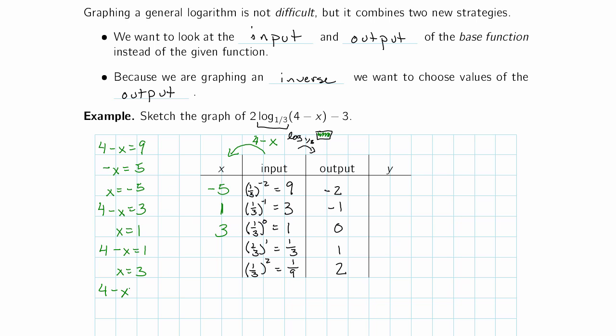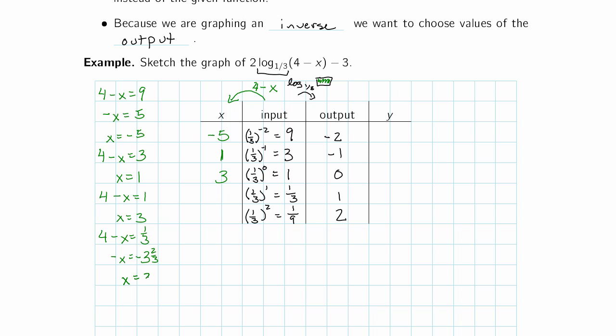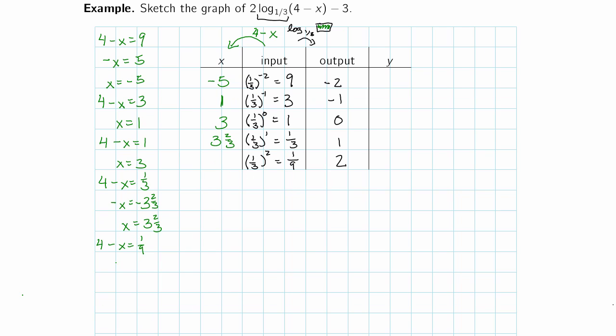If 4 minus x is 1/3, this is starting to be hard to guess again. We've got minus x is, this is a job for a calculator, minus 3 2/3. So x is 3 2/3. If 4 minus x is 1/9, then negative x is 3 8/9... then minus x is minus 3 8/9. So x is 3 8/9. Okay, so that's how we find the x values that go with these y values.